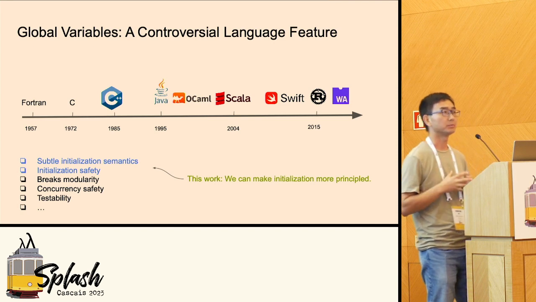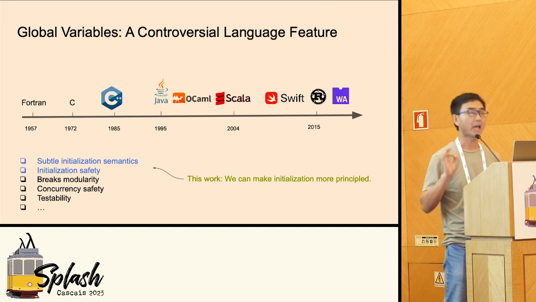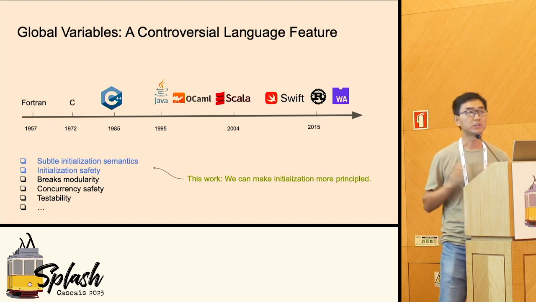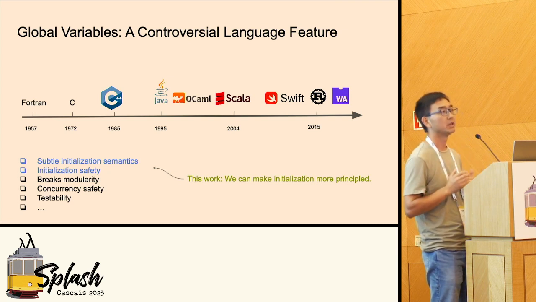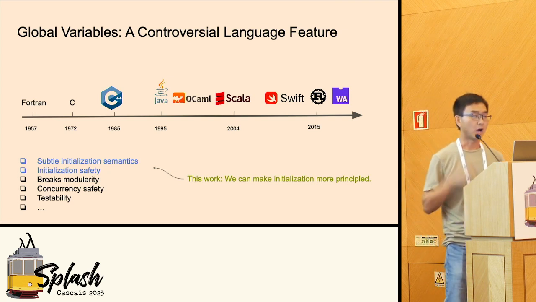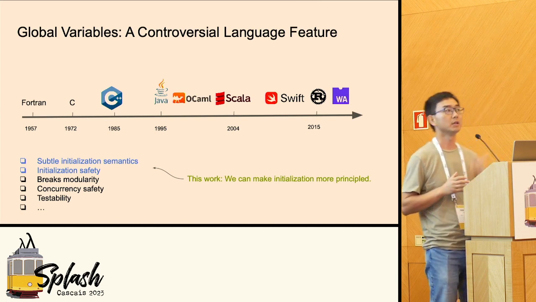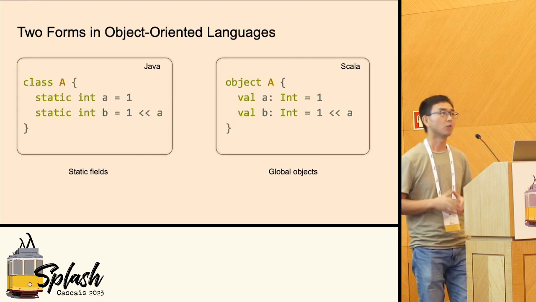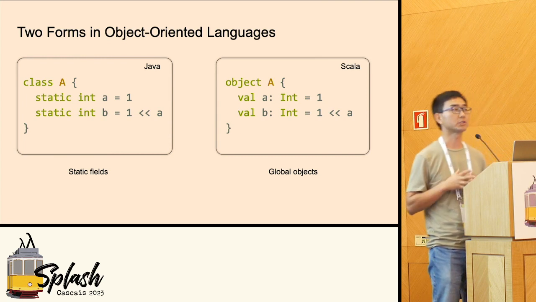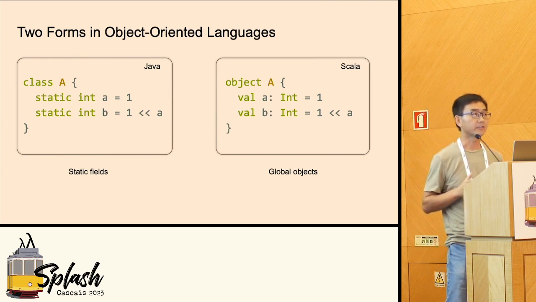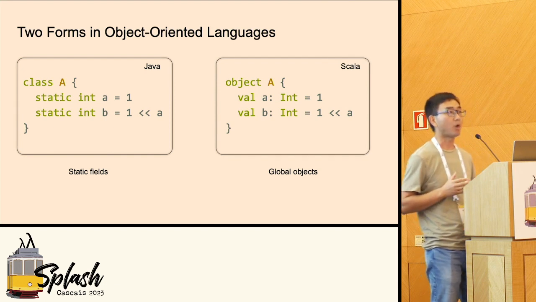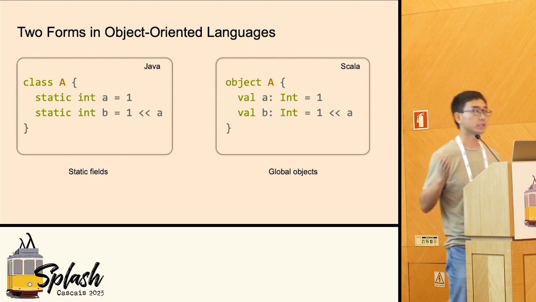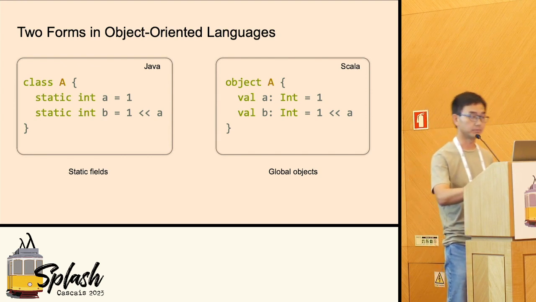However, mainstream programming languages do not offer any help in improving the situation. It is a big mess. The question is, as programming language researchers, can we do better? Our work shows that it is possible to make the initialization of global variables more principled. Global variables exist in object-oriented languages in 2 forms: static fields, as in Java, and global objects, as in Scala. We base our work on global objects. As we will see, the essential complexity is the same.